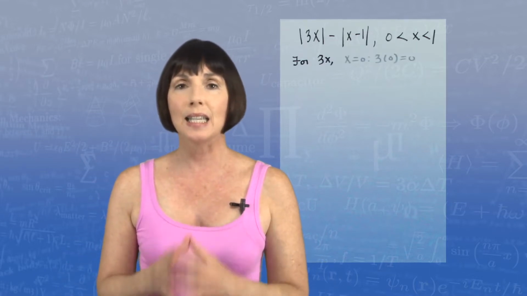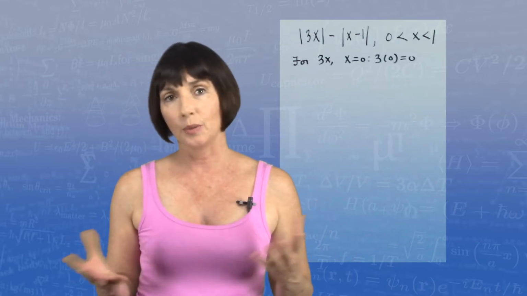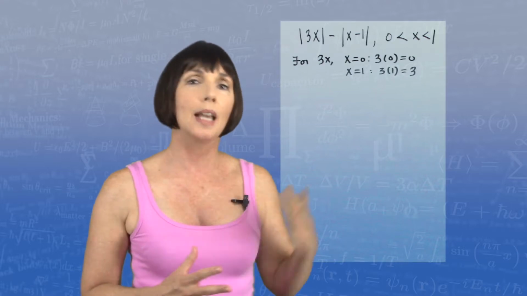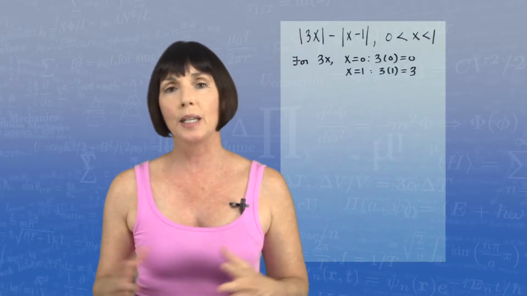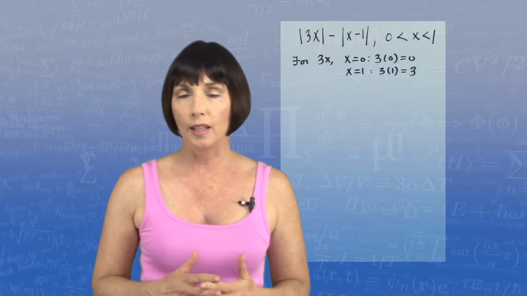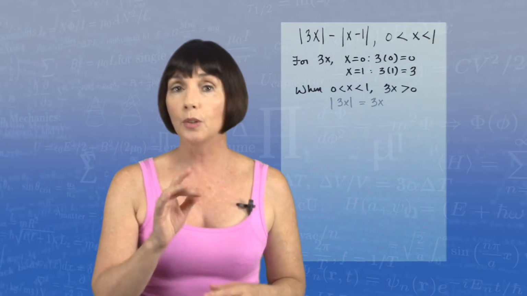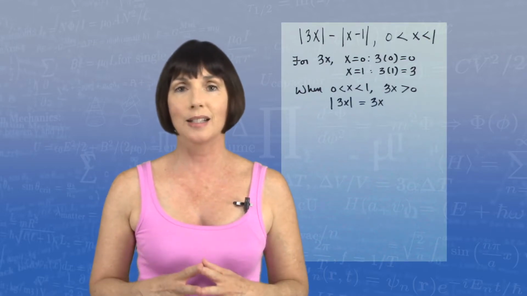So when x is equal to 0, we would get 3 times 0, which is equal to 0. When x is 1, we would get 3 times 1, which equals 3. So within that range of x greater than 0 and less than 1, 3x is positive. Therefore, the absolute value of 3x is just 3x.